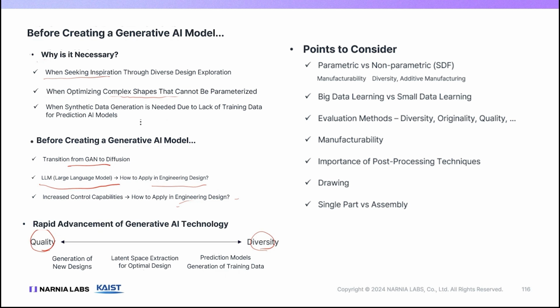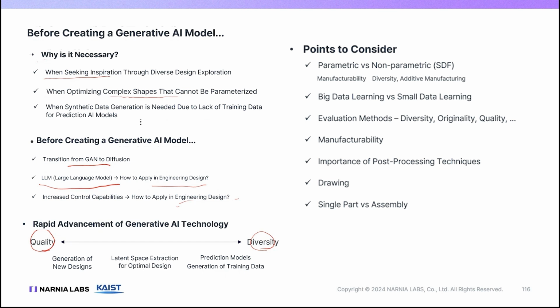The next thing to consider is whether to generate parametrically or non-parametrically. If you really need to consider strict manufacturability, then designing parametrically is the right approach. So, for detailed design, you need to design parametrically. On the other hand, generating non-parametrically is more suitable when you want to ensure a certain level of diversity, or when you are using highly flexible production methods like 3D printing.